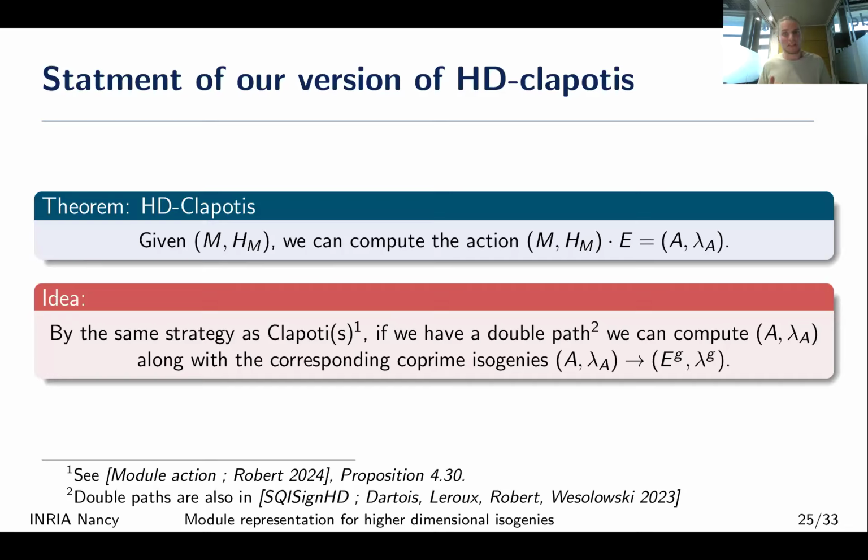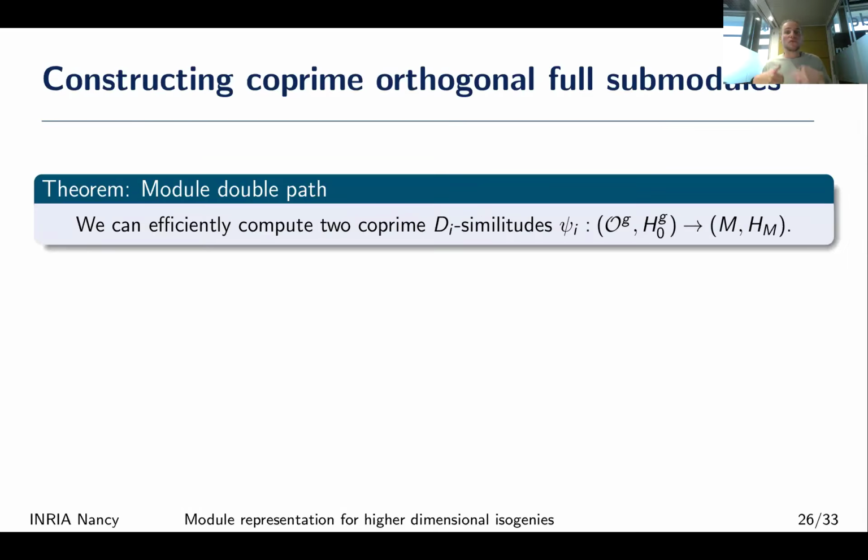So it's really the same idea. We're going to try to construct those double paths, which translates in the module world to computing two coprime similitudes, two similitudes of coprime degree. And to do that, as I said, we are going to look at very specific submodules of M that will in fact give rise to such similitudes.